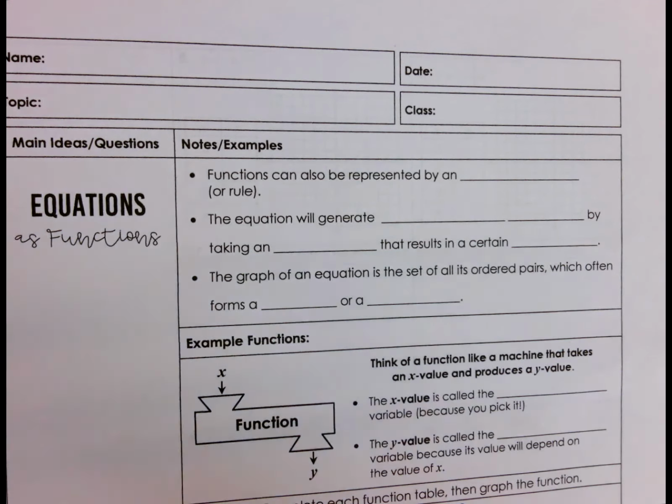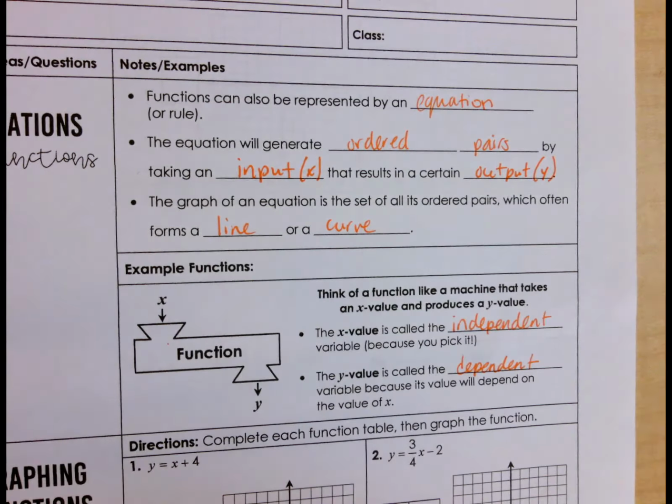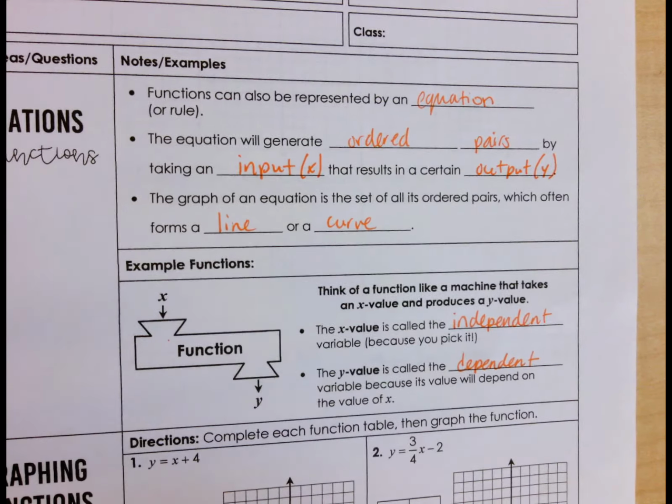and that x and that y go together to create an ordered pair. We also call the x value not just the input, but sometimes the independent variable, because it's a number that we choose or is given to us. And we call the y value the dependent variable because its value depends on whatever x value we put in. So it's pretty simple so far.